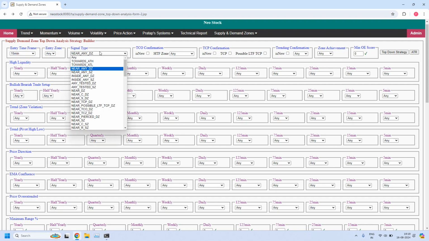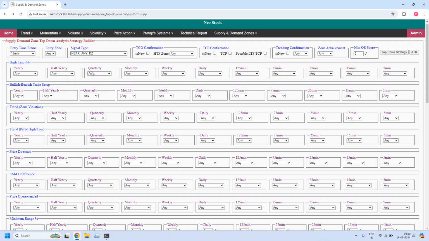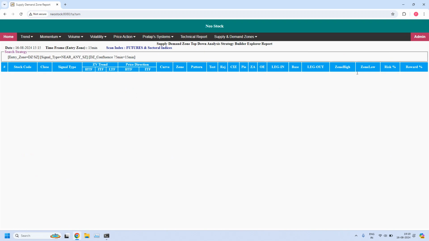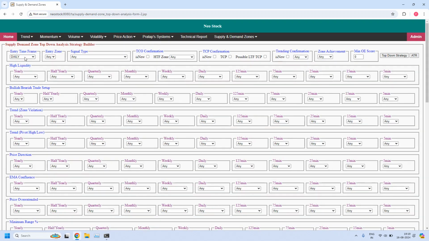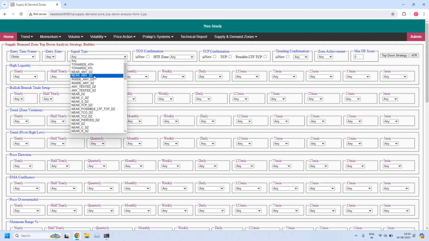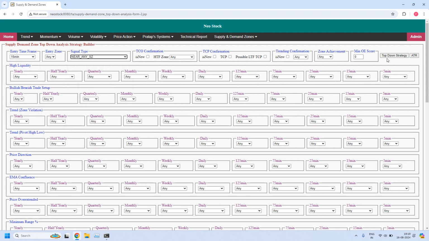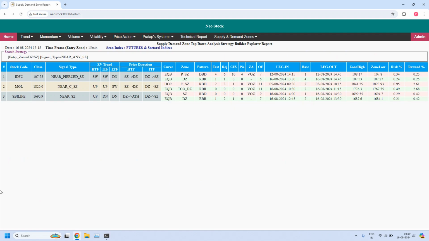The next report for 15 minutes time frame. Let us find the stocks near 15 minutes supply zone. So no stocks. I'm sorry. For 15 minutes time frame, let us find the stocks near 15 minutes supply zone. 3 stocks are filtered near to the 15 minutes supply zone. In that first one is already a pierced supply zone, we can ignore it.